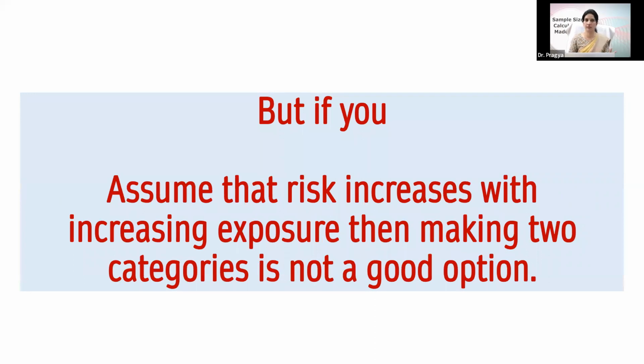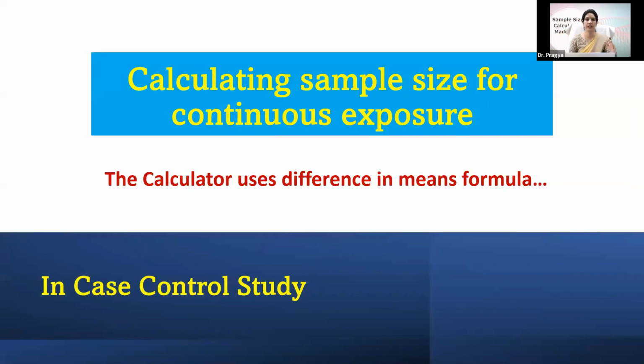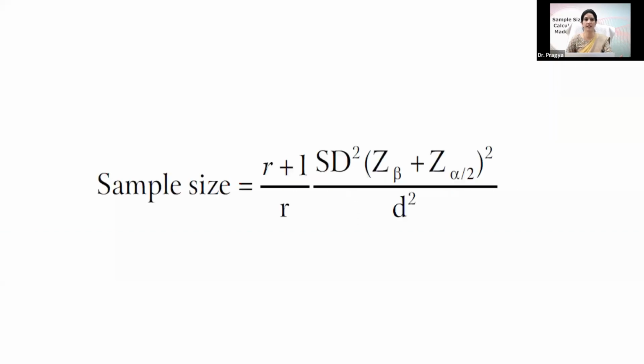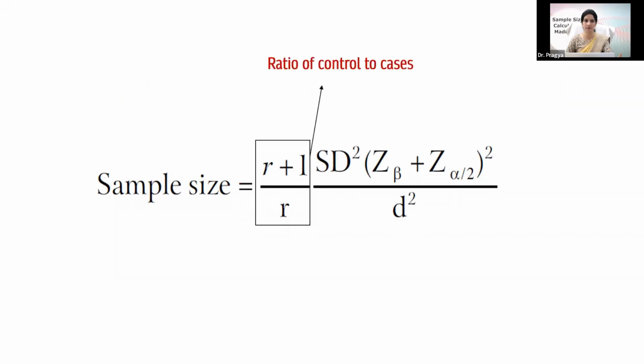Because you are thinking that risk is increasing with increasing exposure, it is not good practice to make a category. And again, because we know that this dichotomization will obscure the effect, and it will result in an overestimate of the sample size. So let us see with this example. This is again the same sample size formula which we have used for proportion. It is the sample size in each group.